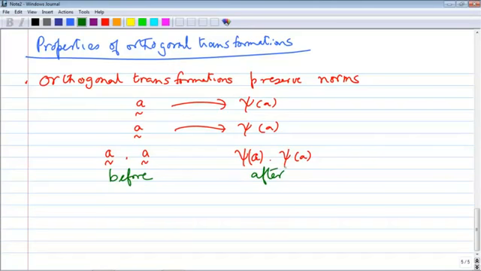Okay, and by the property that this orthogonal transformation preserves norms, what do we know? These two must be equal. Okay, then let's write this out. This means that the norm of A squared equals the norm of psi of A squared. So clearly the norm is being preserved. In other words, length is being preserved.